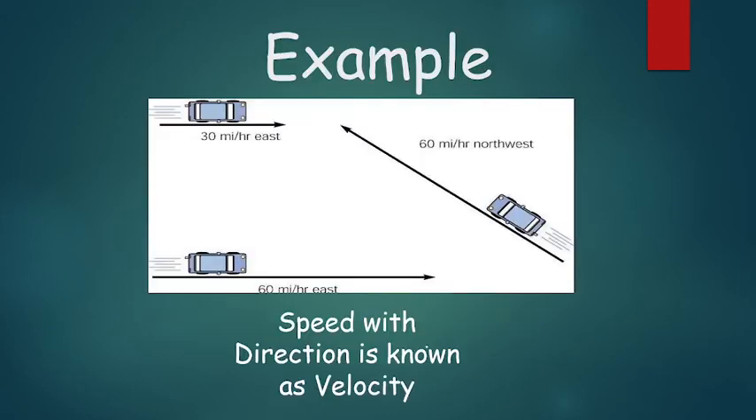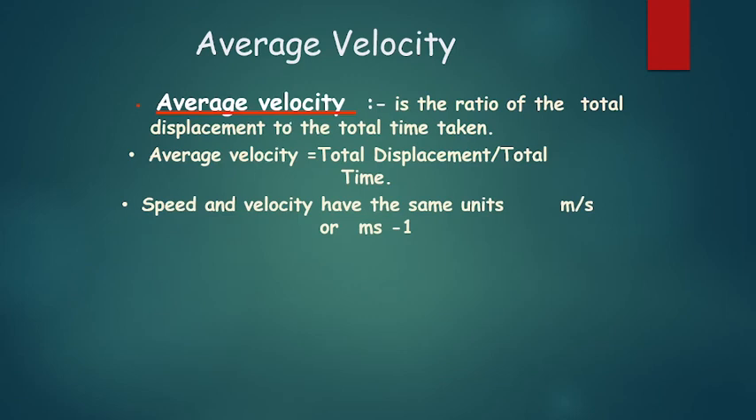So an example we can see here: 30 miles per hour east. East is given here. So when a direction is given, that means it is velocity. Speed with direction is called velocity. Now let us see average velocity. What is average velocity? Average velocity is the ratio of total displacement by total time taken. The unit of average velocity is also the same, meter per second.